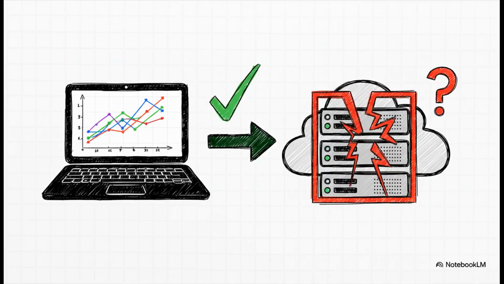Your script works perfectly on your laptop. A nice little window pops up with your plot. It's great. Then you try to run that exact same script on a server, maybe in the cloud or in a Docker container, and bam, it crashes. You get some weird error about a display. What is going on? Well, it's not a bug in your logic. It's a misunderstanding of Matplotlib's hidden rendering engine.